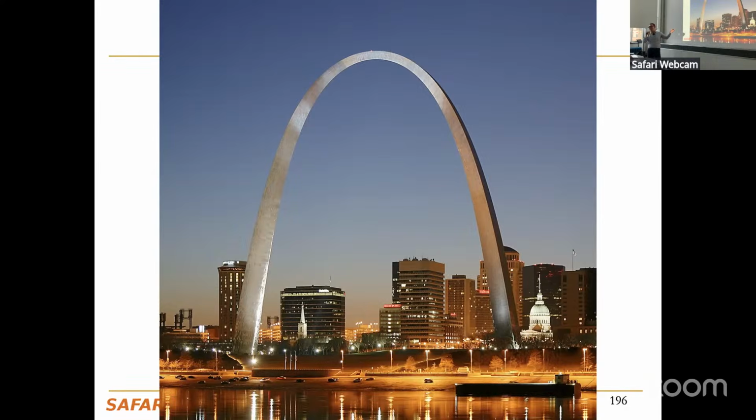This is called the Gateway Arch in St. Louis, in the heart of the United States. Now, why would anyone go to the heart of the United States? That's a different question. But this was in St. Louis, Missouri. Now, this is actually a very interesting architectural wonder, I would say.